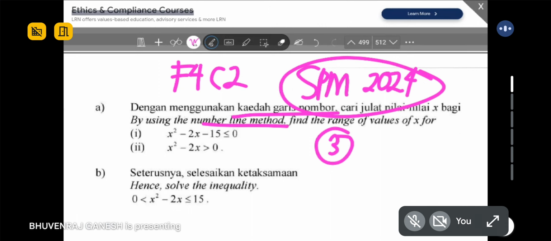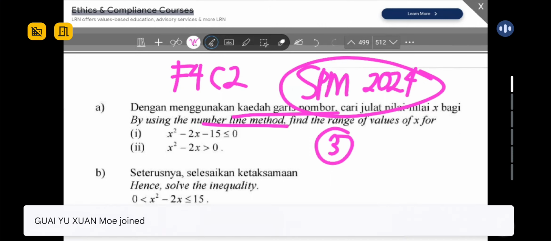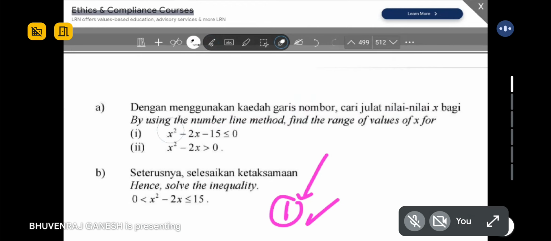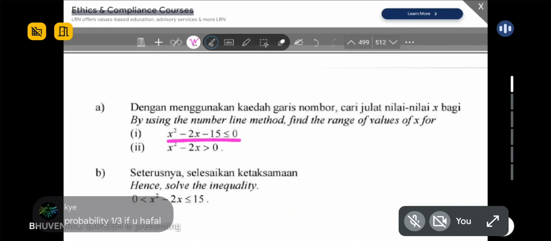Before this, 2021, 22, and 23, tak perlu tahu. You just choose one method that you know is enough already. But now SPM dia kejam. They want to see whether you understand the specific method or not. So you must know, guys, kena tahu. But actually no problem one. You can still check your answer. So you see this equation. Very simple. You just start to factorize first.